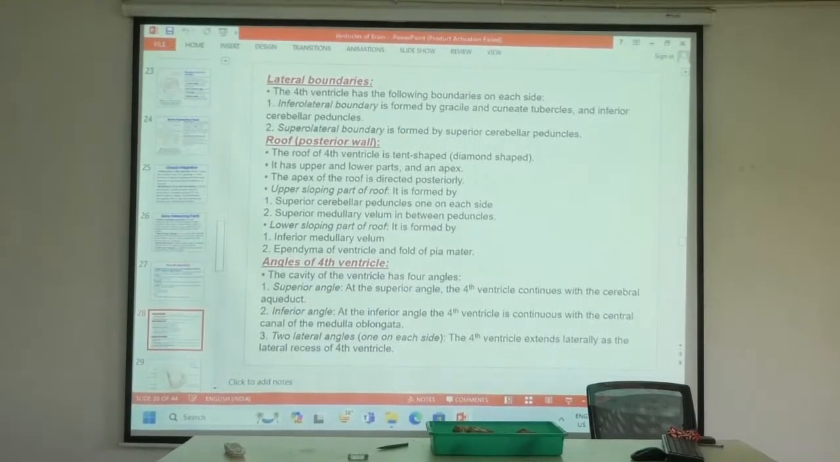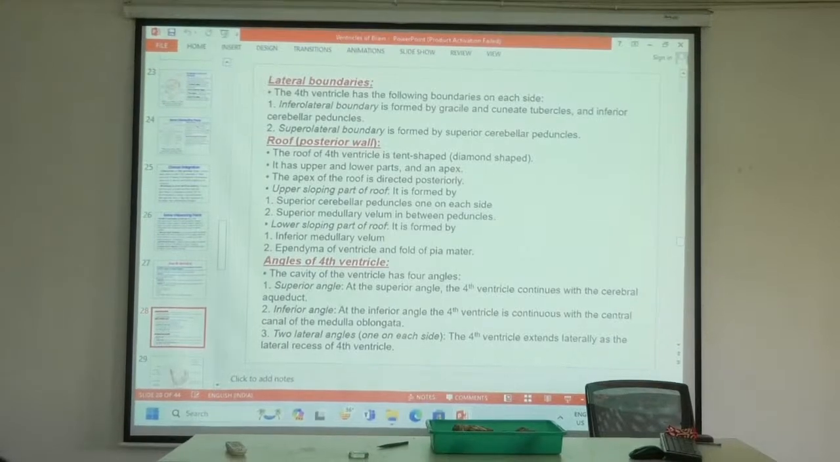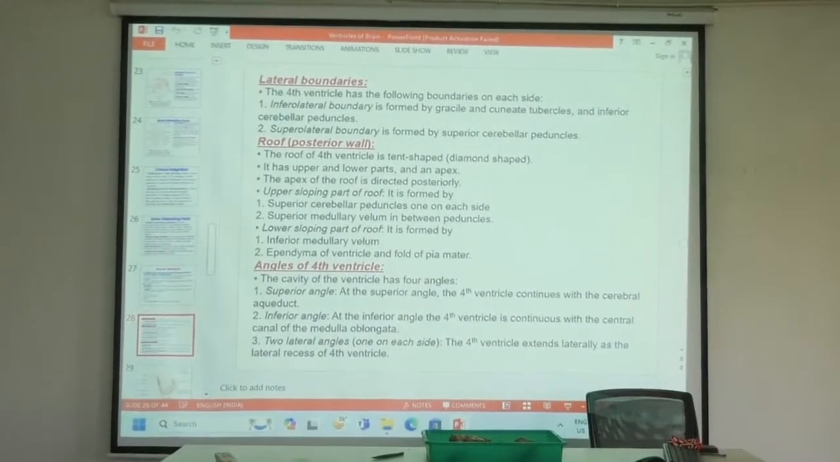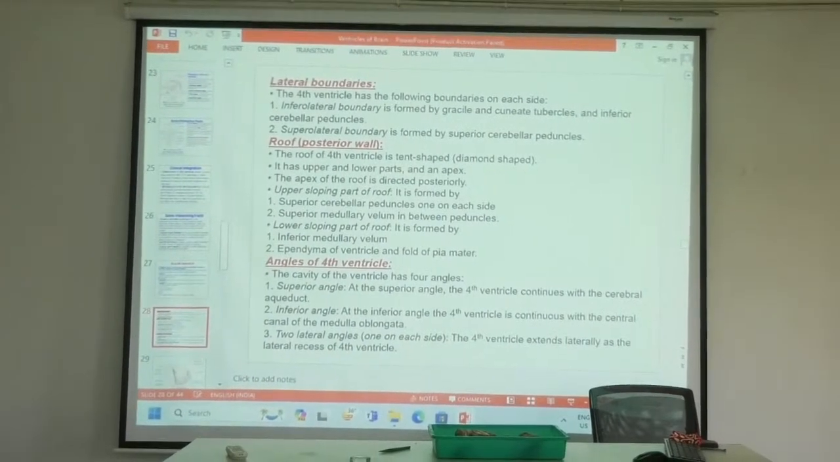Roof of the fourth ventricle is tent shaped, that is diamond shaped. It has upper and lower parts and an apex. Apex of the roof is directed posteriorly. It is tent shaped, we have learned. So apex is directed posteriorly, okay, and it is entering into the cerebellum.